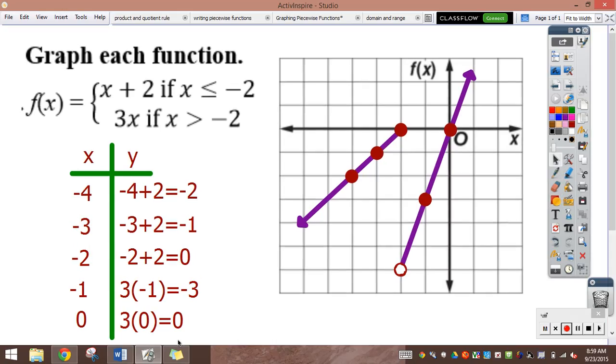I created a t-chart, plotted those points. I plugged this x value that separates the pieces into both of my expressions to get my open and closed circles. And then I connected my points. And that's how you graph a piecewise function.